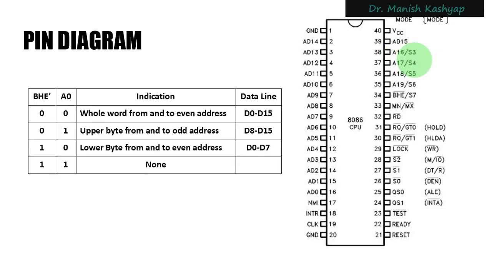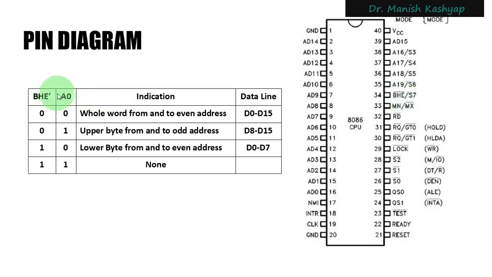After that, we studied the BHE bar and A0 pin, right? A0 is simply AD0. It is a multiplexed pin which contains the least significant bit of address as well as data. When it is interpreted as address, it is called A0. Then there is your BHE bar signal, which is coupled with the S7 status bit. However, S7 is not used at all because it is actually a spare bit. So this is only BHE bar.